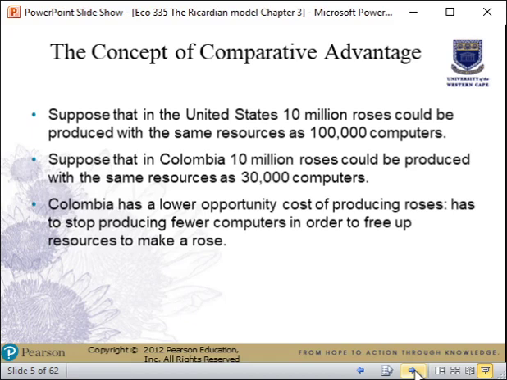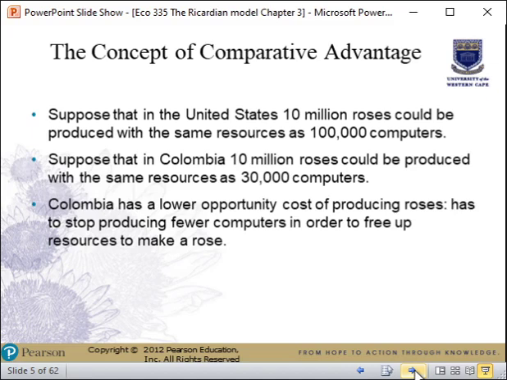Suppose in the US 10 million roses could be produced with the same resources as 100,000 computers, whilst in Colombia the same resources could either produce 10 million roses or 30,000 computers. Therefore, in the absence of complete specialization on either product, both countries can still produce both goods with fewer quantities, given that they have to free up some resources to produce an extra product of the other good.